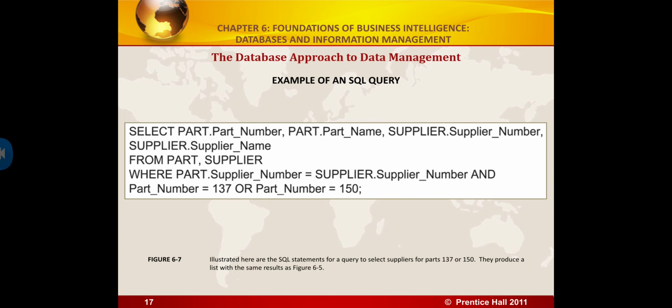So we select the part number, the part name, the supplier number, and the supplier name from the tables part and supplier where. In this statement, we state the condition or the criteria that we need. Where part supplier number is equal to the supplier number and part number 137 or part number 150.